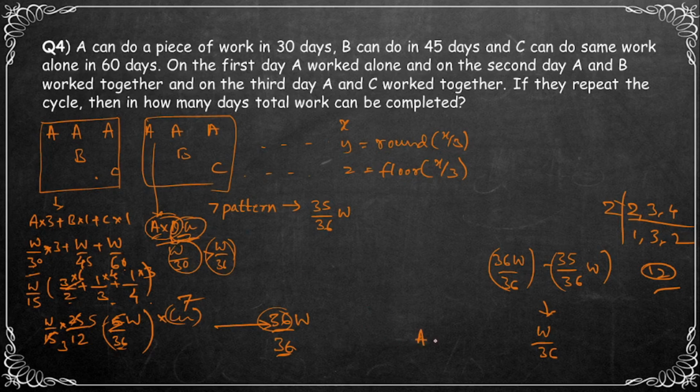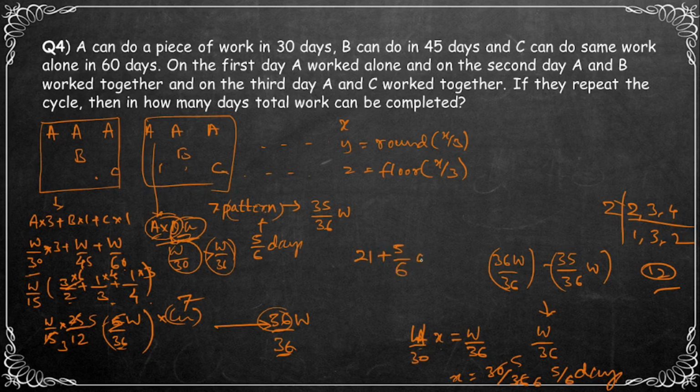So A will take a fraction of a day to get the work done, which is W by 36. So A is W by 30, so X is equal to 30 by 36, correct? Which is nothing but 6 sixes, 6 fives. So 5 by 6th of a day. So it is nothing but 7 patterns plus 5 by 6th of a day. So 7 patterns, for each pattern it is 3 days. So 7 into 3, 21 plus 5 by 6. So this is the answer.